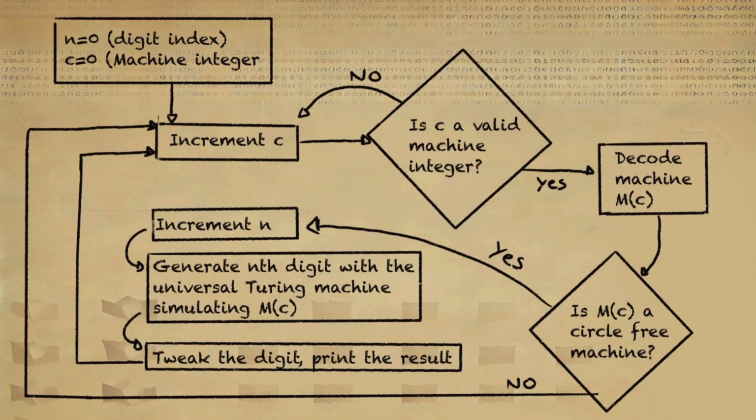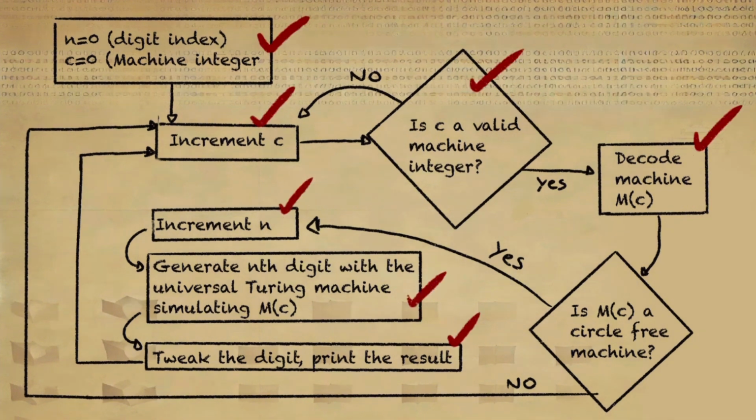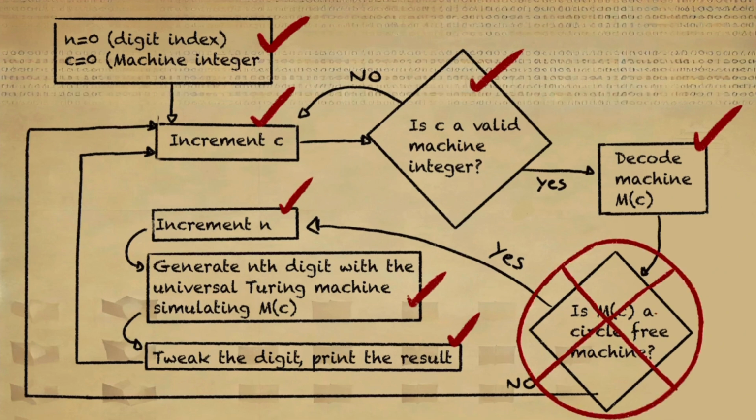Something must have gone wrong. But where? Here. We can check that all of these steps can be done. Turing shows it in his paper. The only one that is the weak link is this step, checking whether the machine halts or goes on a loop forever.